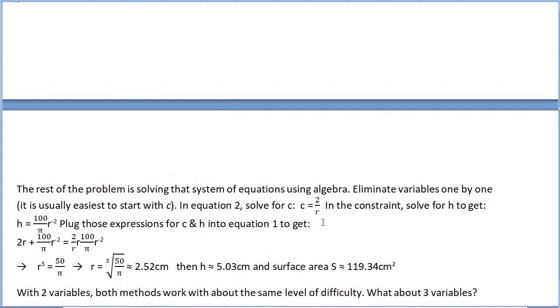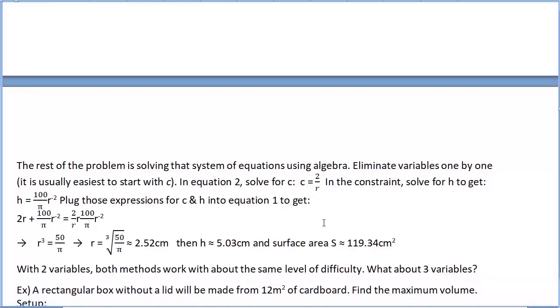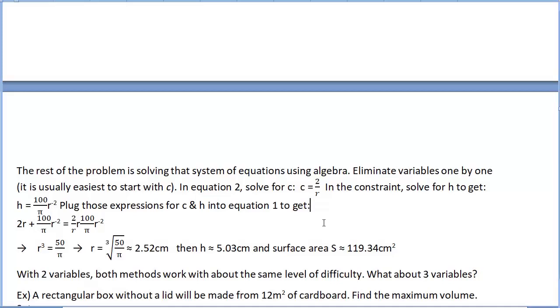Okay. So we have this old method that you've seen previously, and this new method, Lagrange multipliers. Okay, with two variables, both methods may work with about the same level of difficulty. That's about what happened in this problem. What if you have three variables? Let's take a look. So let's try to answer this question. A rectangular box without a lid will be made from 12 square meters of cardboard. Let's find the maximum volume.